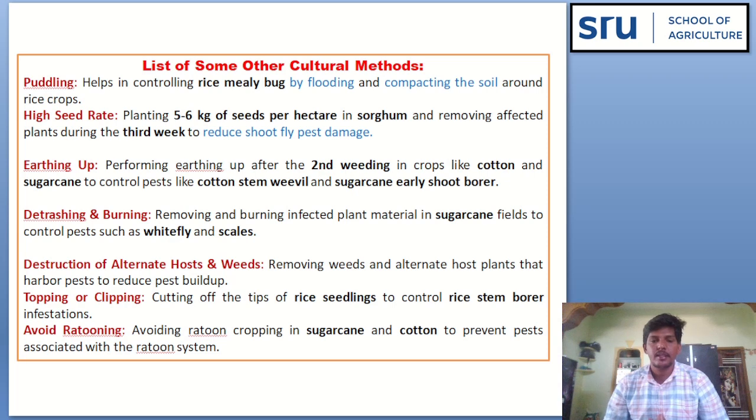Detrashing and burning. Removing and burning of infested plant parts in sugarcane helps in managing whiteflies and scales. Destruction of alternate hosts and weeds manages so many pests in various crops. Topping or clipping, that is cutting off the tip of the rice seedling, helps in managing rice stem borer infestation. Avoiding ratooning in sugarcane and cotton can manage the pests associated with the ratoon system.